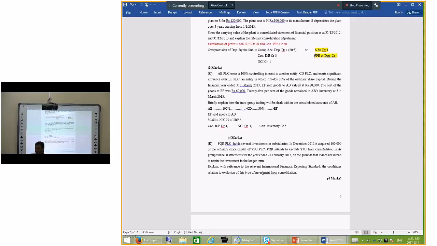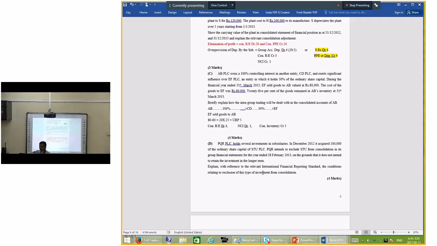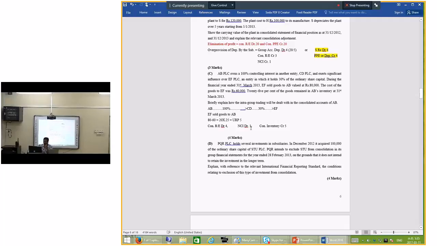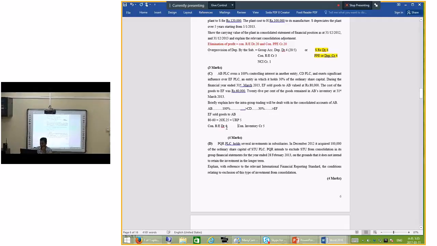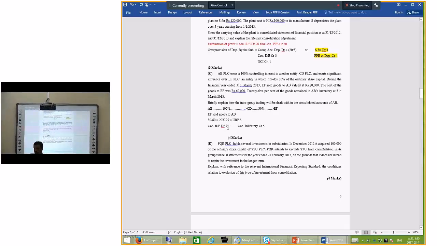20,000. 25% of the goods remain in AB's inventory. That means out of 20, you have to take 1/5. Not 1/5, 1/4, sorry. Out of 20, 1/4 means 5. You can see the unrealized profit is 5. Right, now how to do it? Consolidated retained earnings debit and consolidated inventory credit. Very easy one. I told you the same previously.